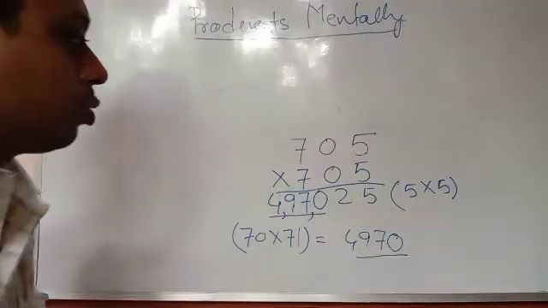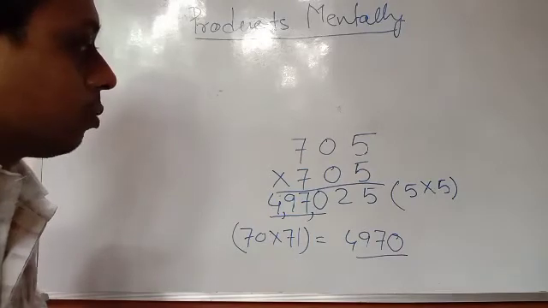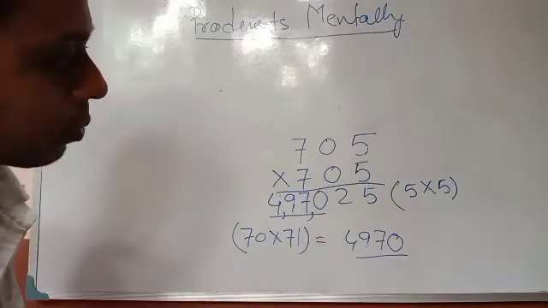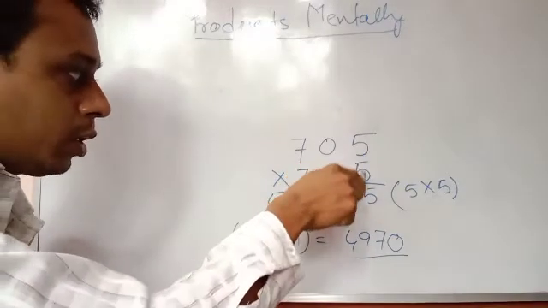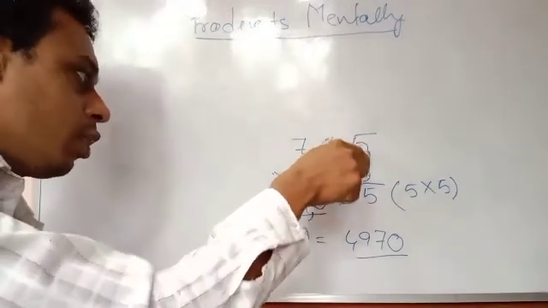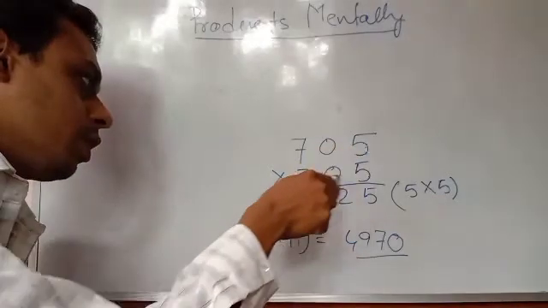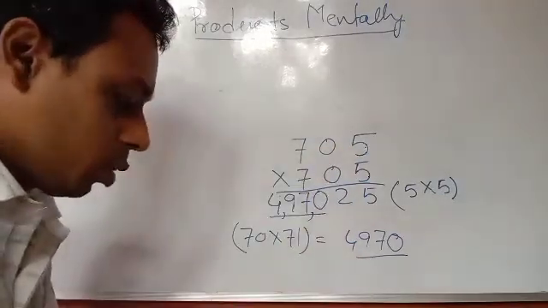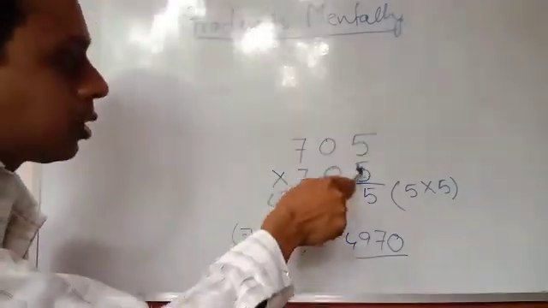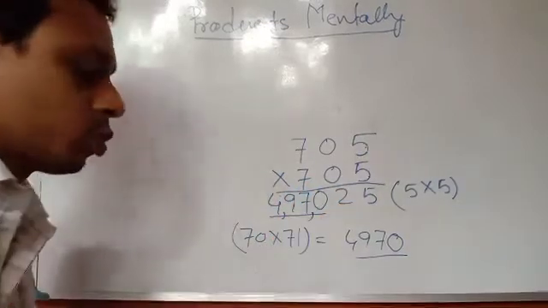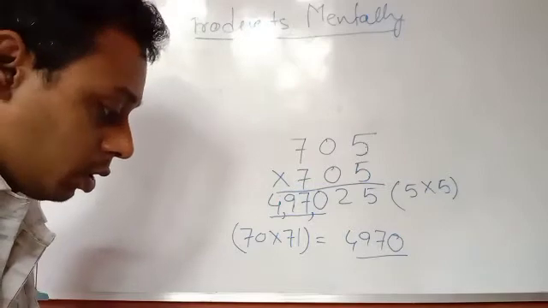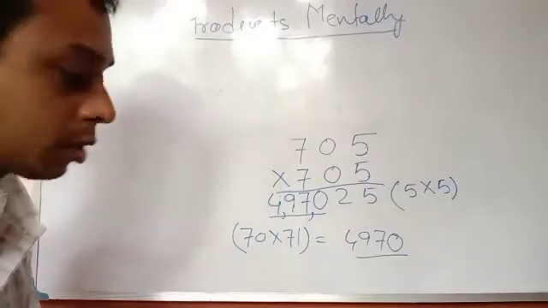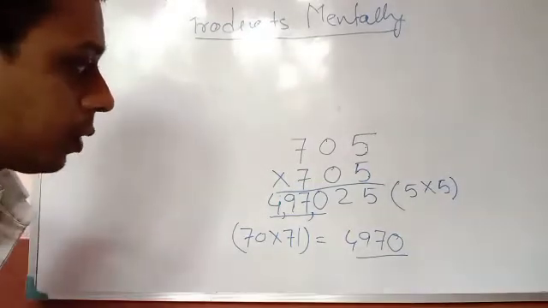So this way you have to multiply mentally. Without showing the actual process, you have to keep in your mind always that in one place always there will be 5 in both the number, and both the number will be same. Then this process will be applicable, otherwise not. Understood? Then only this process will be applicable. Otherwise this process will not be applicable.